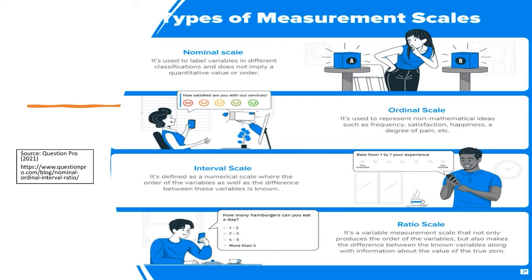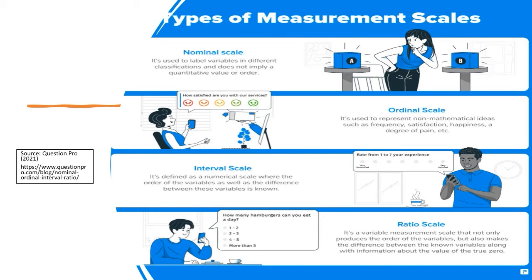The ordinal scale is typically when we ask for opinions, such as, how satisfied are you with our service, from being very unhappy to being very smiley face. This is used to represent a non-mathematical idea, such as a frequency or satisfaction, happiness, the degree of pain somebody is in.